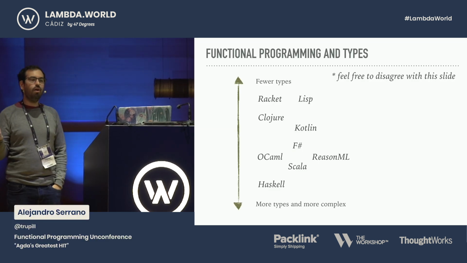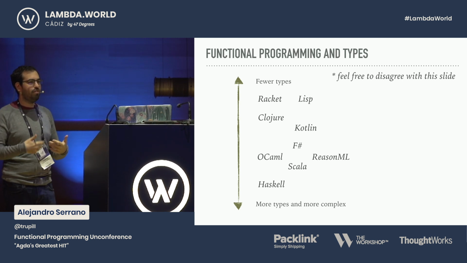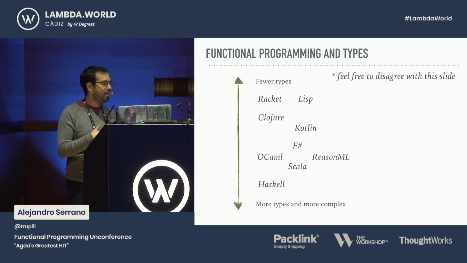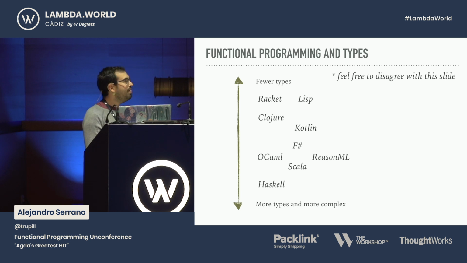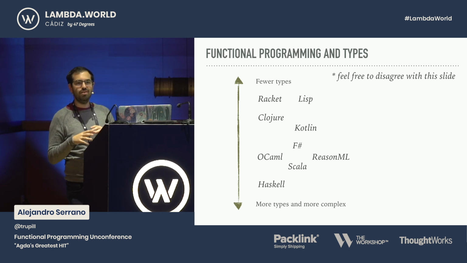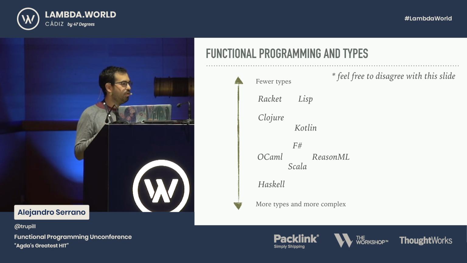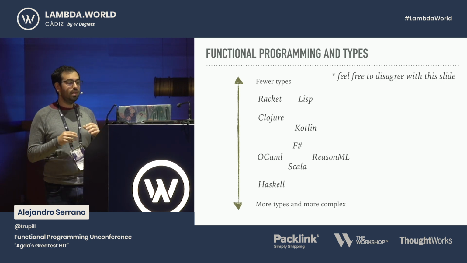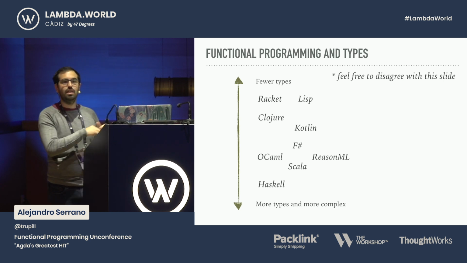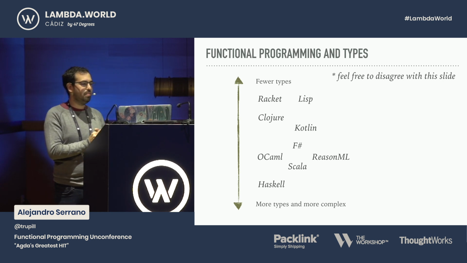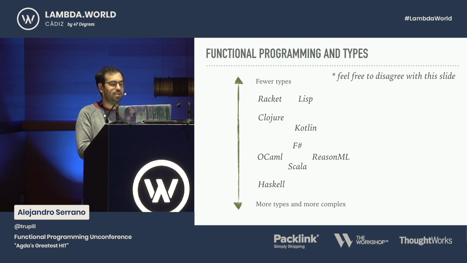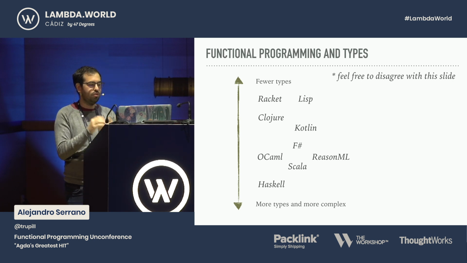So we're all into functional programming, but functional programmers have this love-hate relationship with types. People in the more Lispy languages don't really use types that much. Then you have people like Haskellers, who are super crazy about types. So, as I said, feel free to disagree with this slide. Maybe you use Lisp and you use types. Maybe you use Haskell and you don't use that.